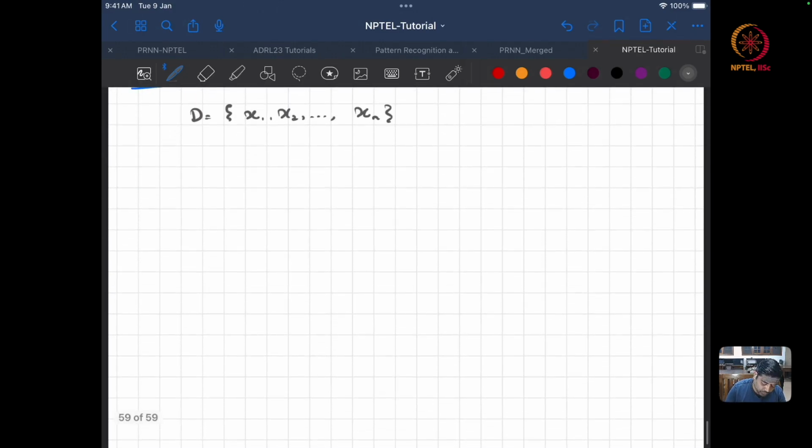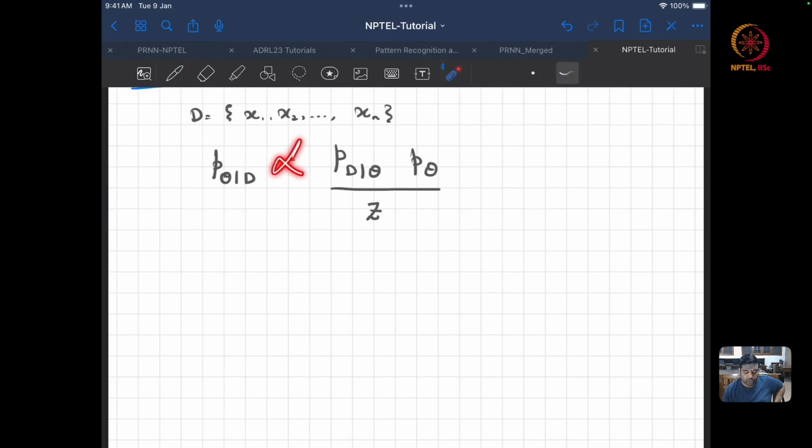Then I can write that theta given this D, by Bayes rule, is obtained as D given theta times the prior, divided by this normalizing value Z. Normally we used to write this as proportional, but now we're skipping it, just for the sake of completeness. This is the prior and this is the conjugate prior. What should be the form of this class conditional in this case?